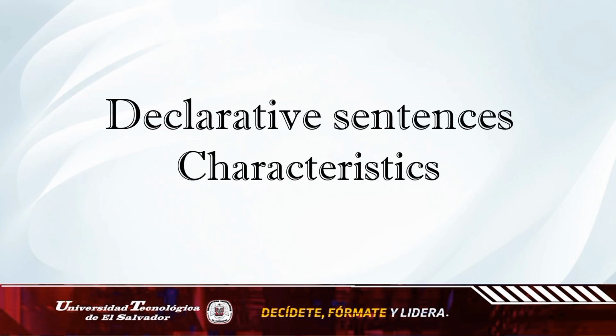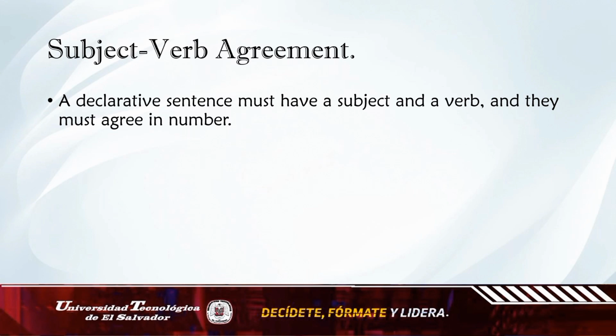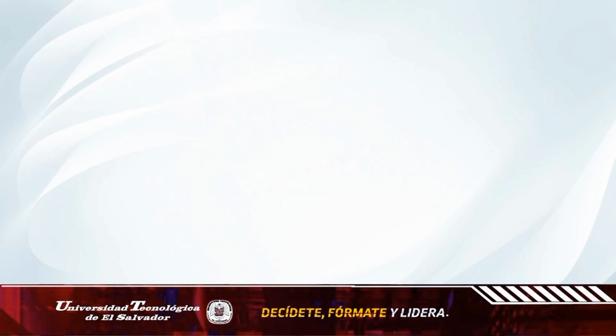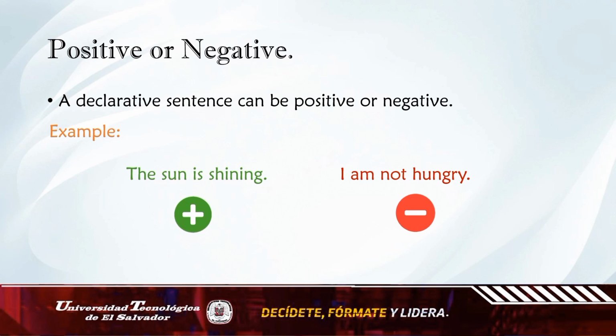And as I mentioned, declarative sentences have some specific characteristics that differentiate them from other types of sentences. They include subject-verb agreement. A declarative sentence must have a subject and a verb, and they must agree in number. For instance, in the sentence John eats apples, John is the subject and eats is the verb. Also, they could be positive or negative. A declarative sentence can be positive or negative. For example, the sun is shining is a positive declarative sentence, while I am not hungry is a negative declarative sentence.